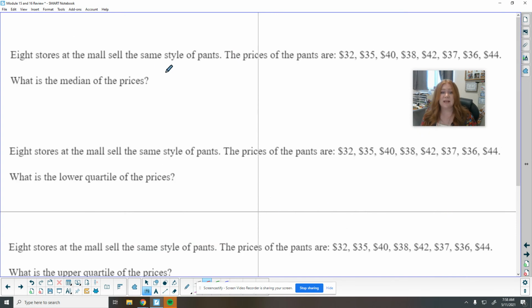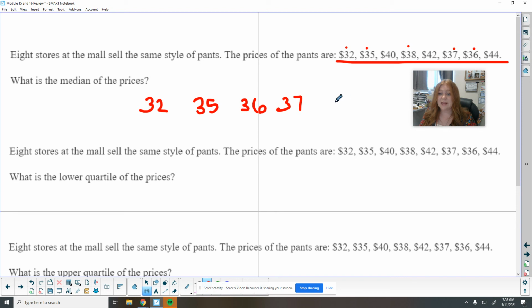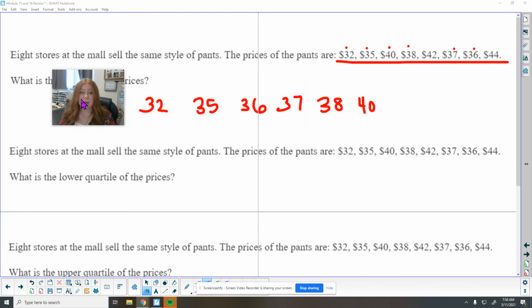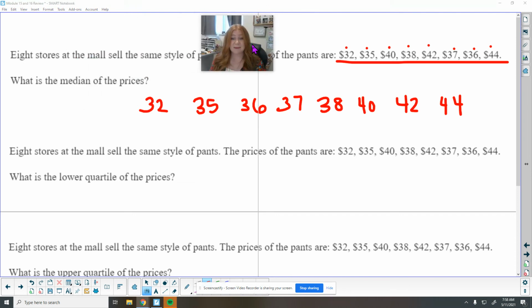Okay, 8 stores at the mall sell the same style of pants for these different prices. What is the median? So we want to go ahead and put those in order. So go ahead and do that. 32, 35, 36, 37, 38, and then we've got 40. And then we've got 42 and 44. So if they have my size in stock, I'm definitely going to want to go to this cheapest store here because they're the same exact pants.